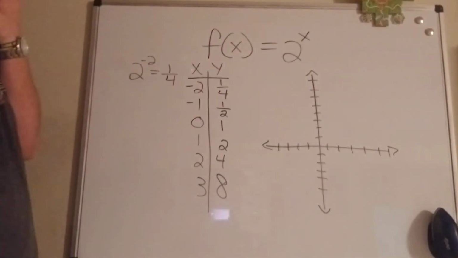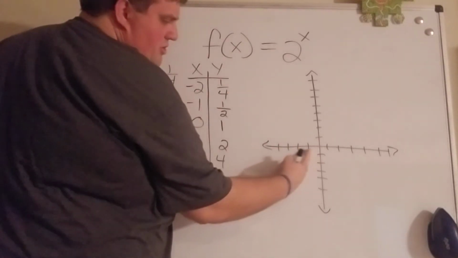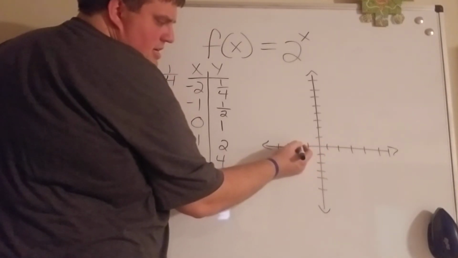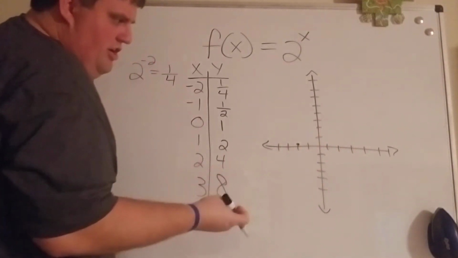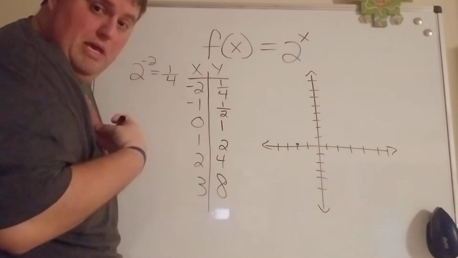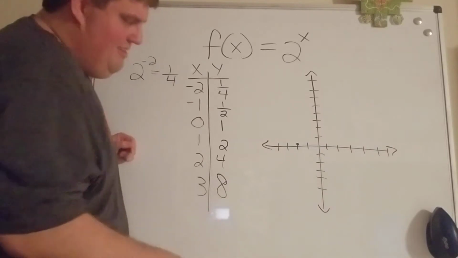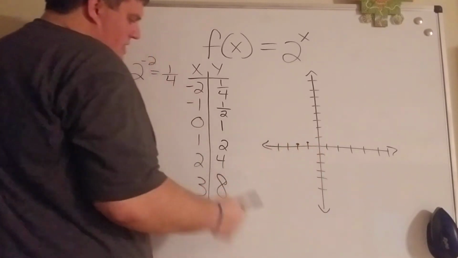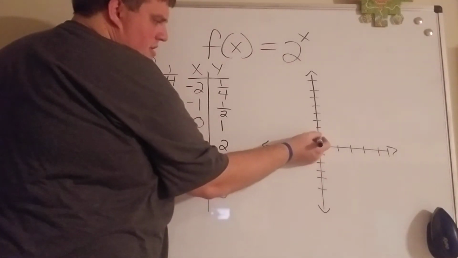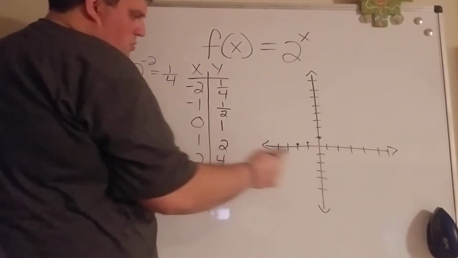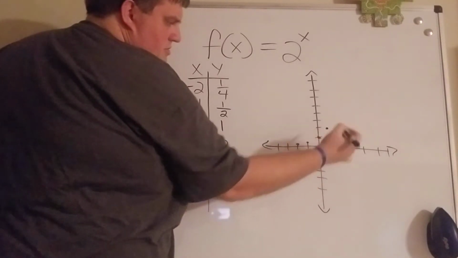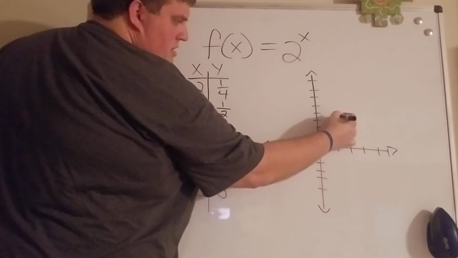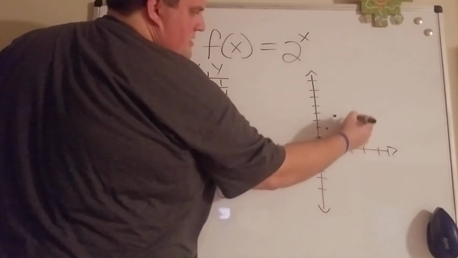All right, so if I plot my points here, notice -2, 1/4. 1/4, it's going to be less than half, somewhere here. Obviously, you're going to have to estimate a little bit, because I'm not going to be really picky on, ooh, that looks more like a third than a fourth. I don't care. -1, 1/2. Again, just in between there. 0, 1. 1, 2, so over at 1, we go up to 2. 2, 4. And 3, 8 is all the way up.